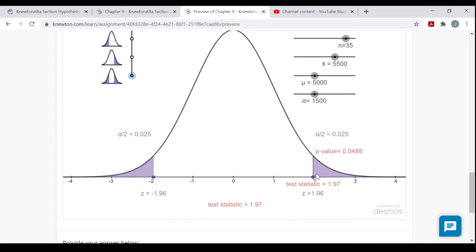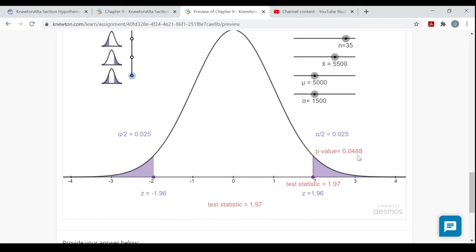So I would reject the null hypothesis, but that's not what we're doing here. We're taking the p-value. Now remember, my p-value earlier was 0.0486. Now they're saying it's 0.0488. It's pretty close. I used the calculator they're using in this picture here. So what they did was take the area to the right of 1.97 and double it.